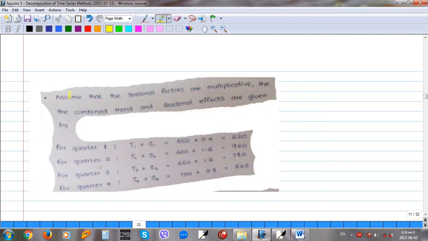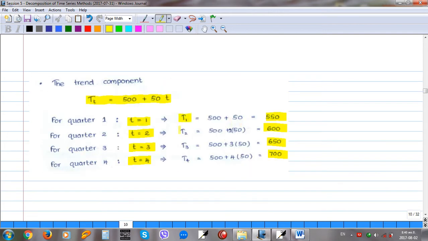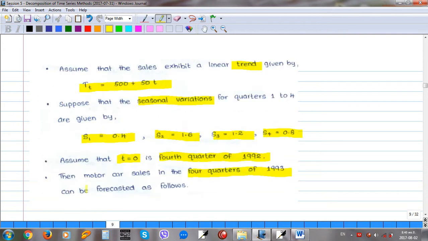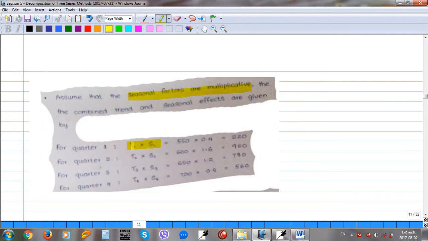Next, assume that the seasonal factors are multiplicative. Then the combined trend and seasonal effects can be found as T multiplied by S. We found the trend values T1, T2, T3, and T4, and the S values are given here. So we can find T1 times S1, T2 times S2, T3 times S3, and T4 times S4 by substituting the values. Then you get the answers as 220, 960, 760, 780, and 560. You can easily find those values by substituting into these equations.